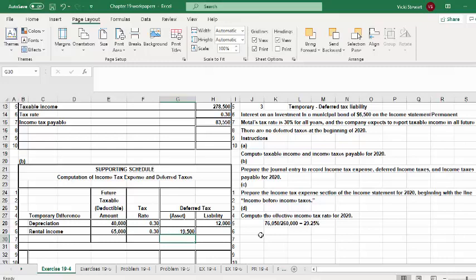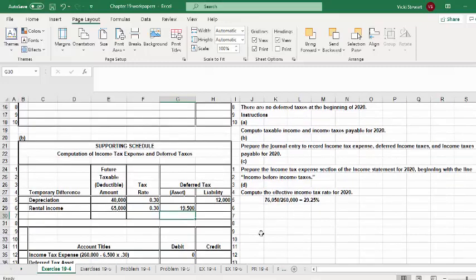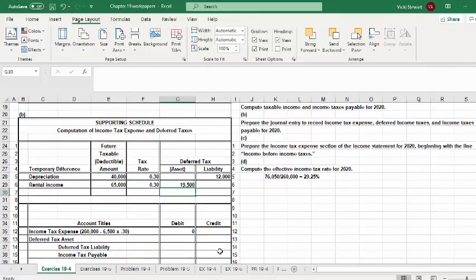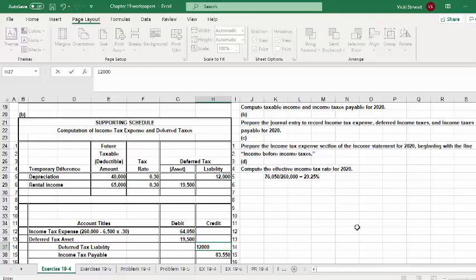So now we have the information that we need to record the journal entry for income tax expense for 2020. We're going to start off by crediting income tax payable as shown on the tax return for $83,550. We're going to debit our deferred tax asset for the rental income of $19,500, and we're going to credit the deferred tax liability for $12,000. So that gives us an amount of $76,050 for income tax expense.